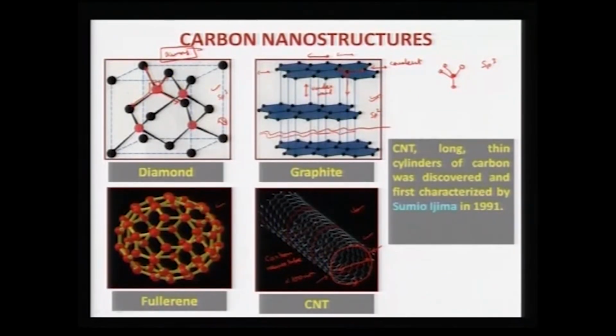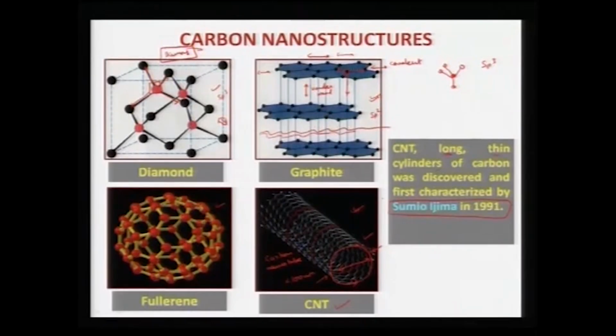So, I am taking a layer of graphite and I am rolling it in a manner that I get a tubular structure, and that is called a carbon nanotube. Carbon nanotubes are nothing but long and thin cylinders of carbon. It was initially discovered by Sumio Iijima in 1991. That actually popularized the application of carbon nanotubes in nanotechnology.